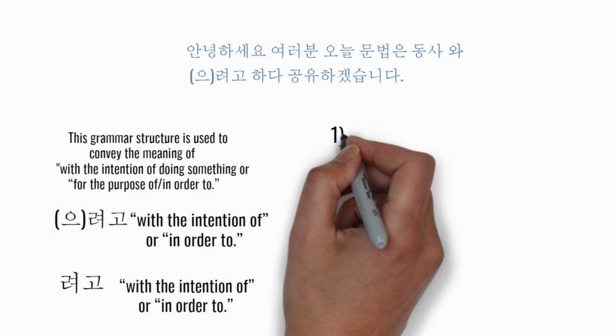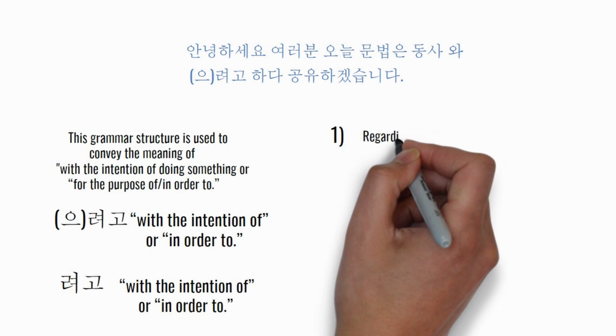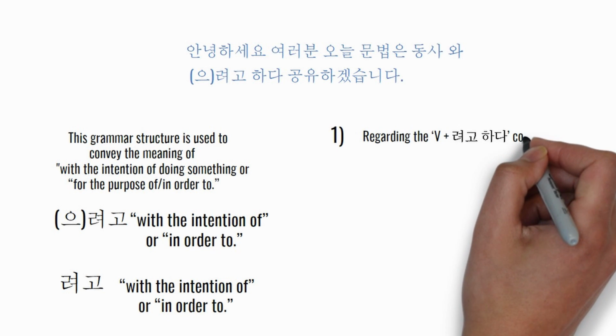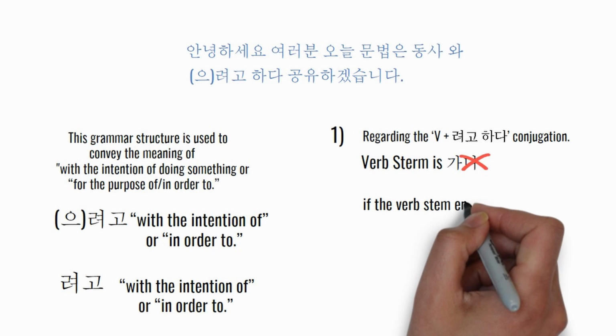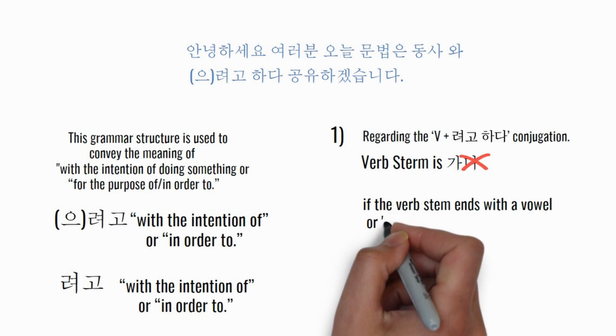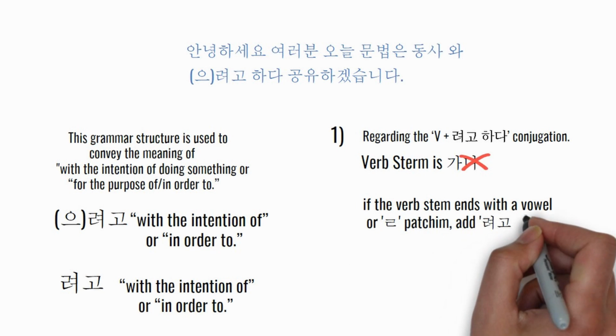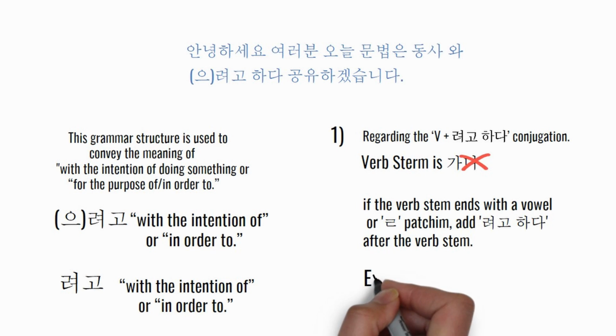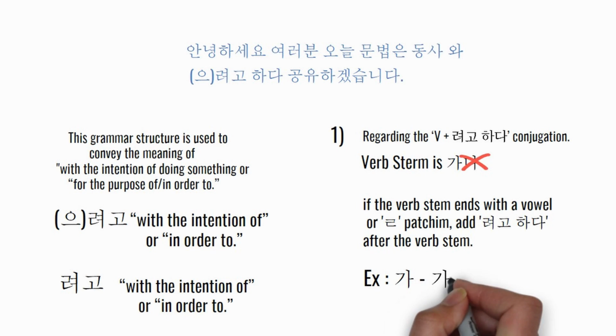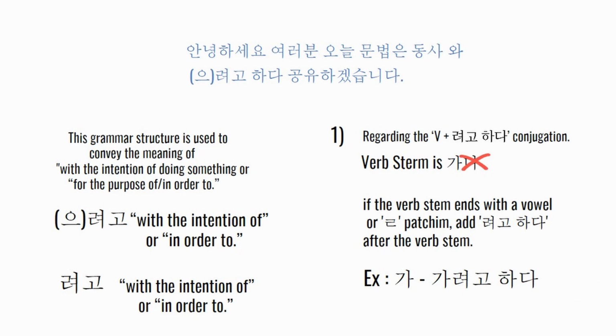Number 1. Regarding the verb plus ryogo hada conjugation. Remove da from the basic form of the verb. If the verb stem ends with a vowel or r pachim, add ryogo hada after the verb stem. For example, ka, to go, becomes karyogo hada.